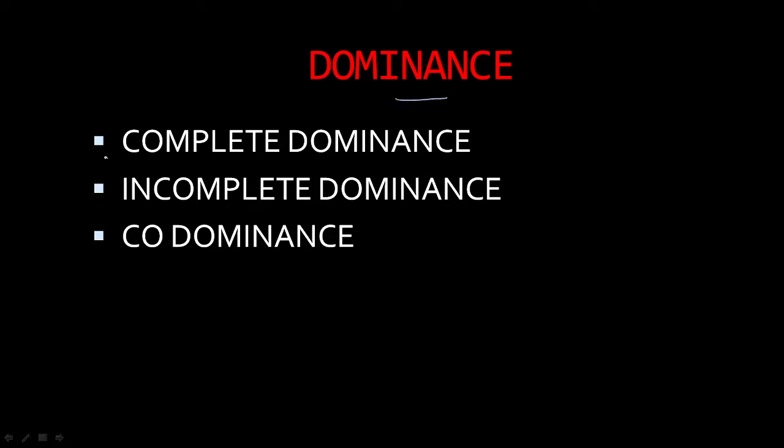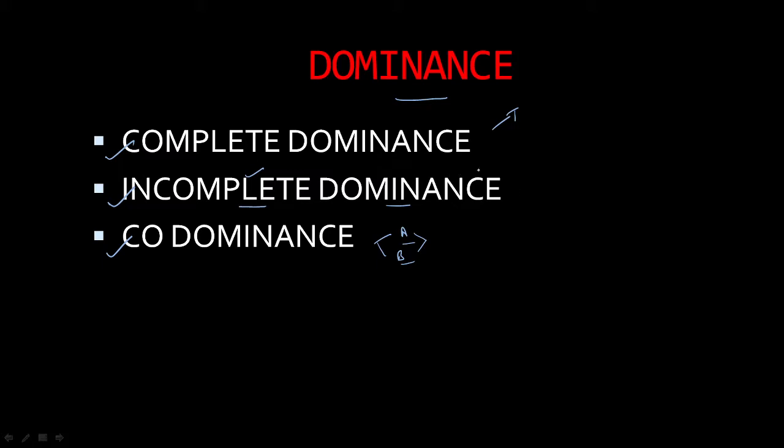It is of three types: complete dominance, incomplete dominance and codominance. In complete dominance, we observe that one allele, the dominant allele, is completely dominant over the recessive allele. Whereas in incomplete dominance, as the name says, the dominant allele is not completely dominant over the recessive allele. Somewhat, the recessive allele is also showing its trait. Whereas in codominance, both the alleles are dominant. Both the alleles show their traits, which we will study in the next video.